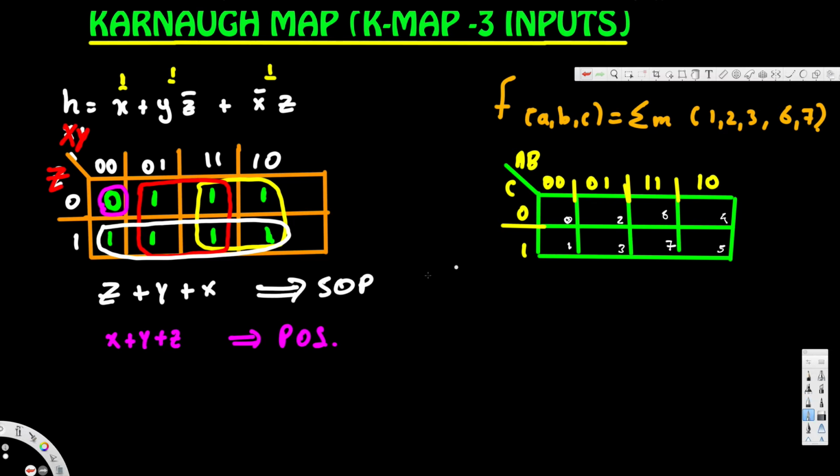At location 1 we have 1. At 2 we have 1, 2 is this one. At 3 we have 1, this is 3, we have 1. At 6 we have 1, at 7 we have 1, and the others are going to be 0.